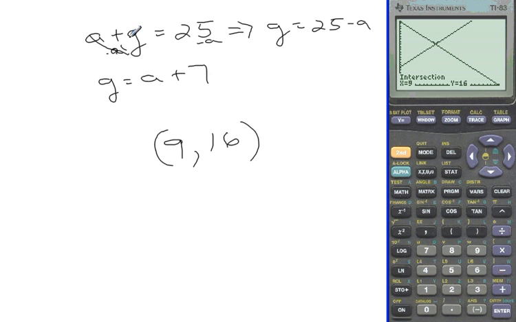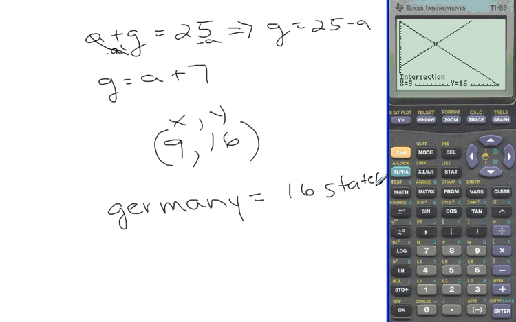So now you have to go back and say, okay, which one was my x, which one was my y? So our x, y coordinate, Germany we said was the y value, and Austria we said was the x value. So Germany has 16 states, and Austria has 9.